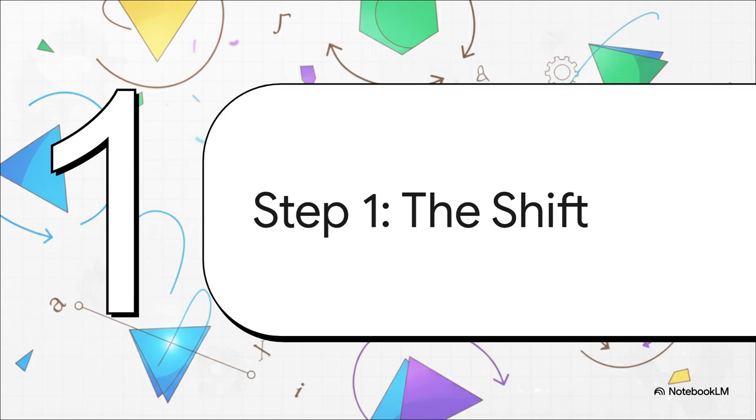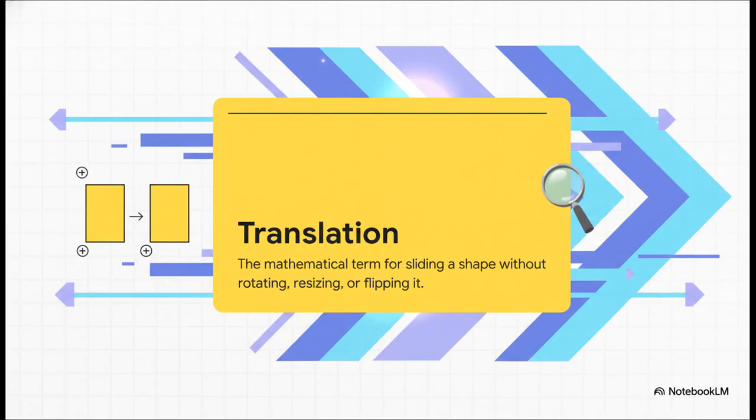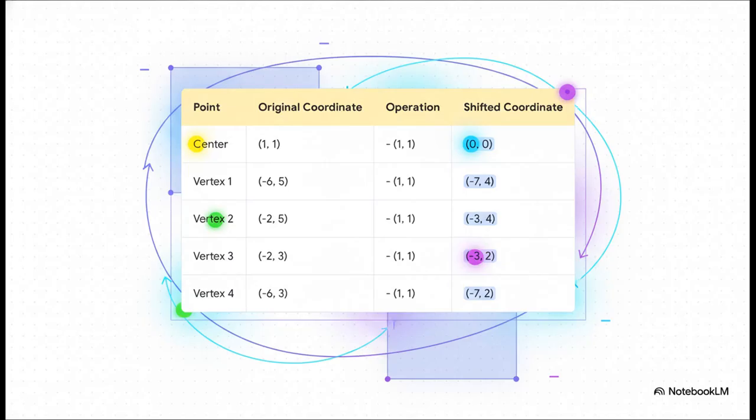All right, let's dive into that first step. It's all about the shift. Now, the official math term for this shift is a translation. But all that really means is that we're sliding the entire picture, both the rectangle and our rotation point, without stretching it, shrinking it, or twisting it at all. So how do we actually do this shift? Well, to get our center point from (1, 1) to the origin at (0, 0), it's pretty simple. We just need to subtract 1 from its x value and 1 from its y value.